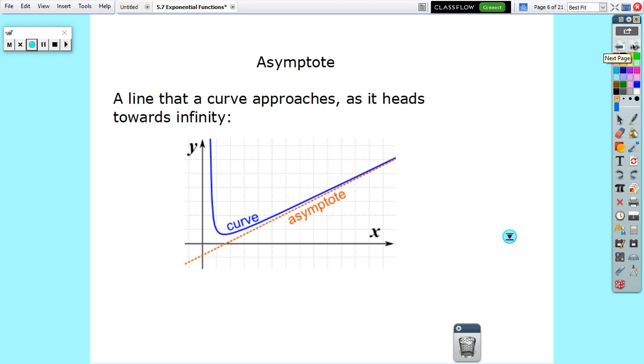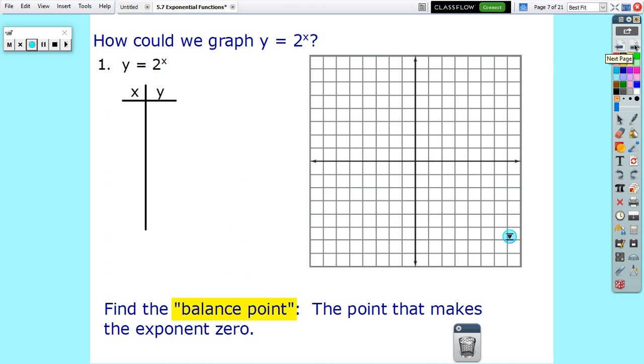All right, so there's this really fun vocab word that we have. It's pronounced asymptote. And the asymptote is just a line that the graph approaches, but it will never touch and it will never cross that asymptote. Okay, so in exponential functions, we always have asymptotes.